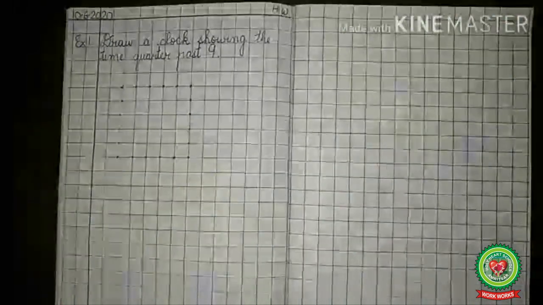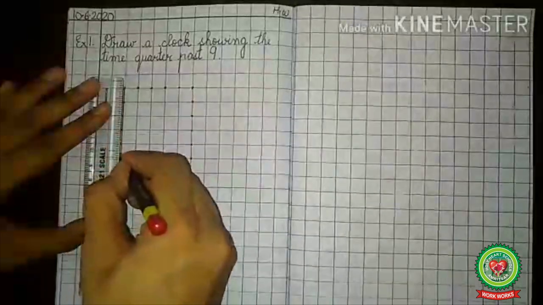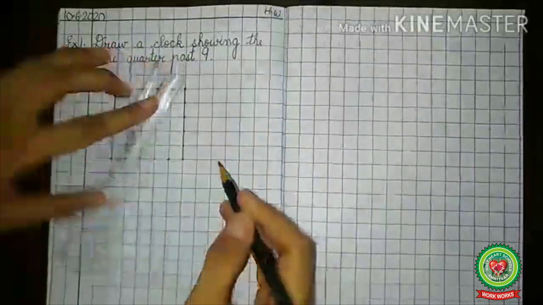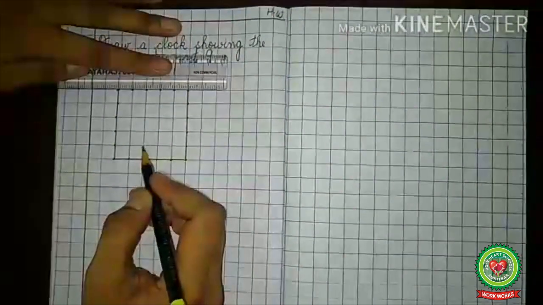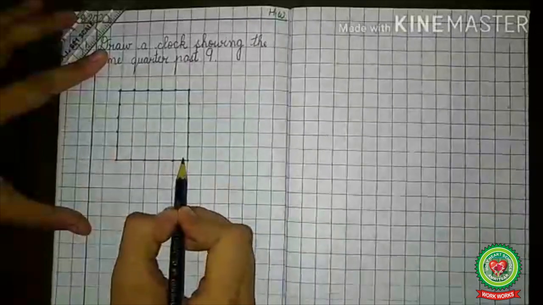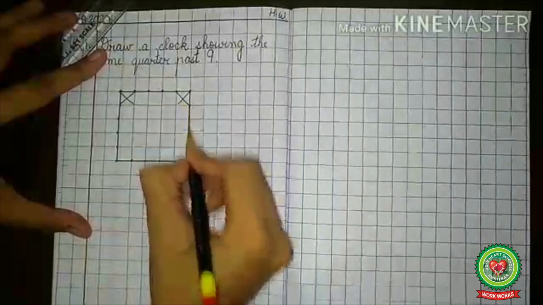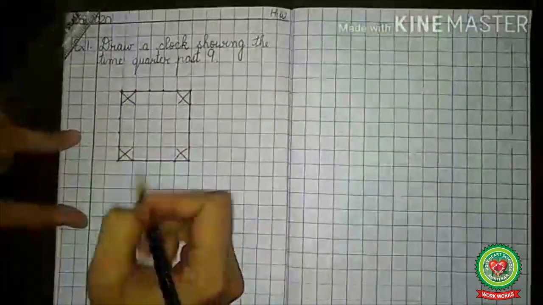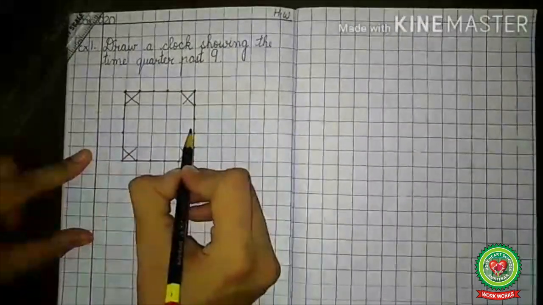Now after drawing these dots, you have to join these with the help of a scale. Children, please don't draw these lines freehand. Use a scale for a neat and clean presentation. Now on the corners of this box, put the cross like this. After putting the cross, you have to take the middle boxes.